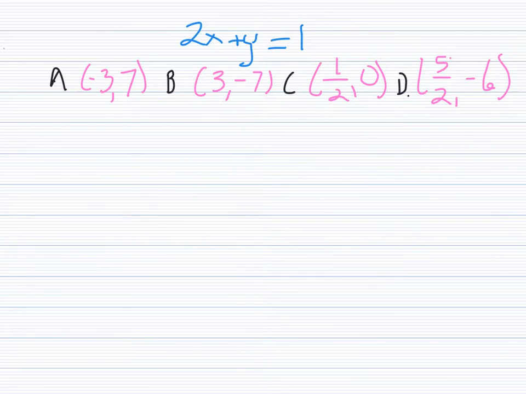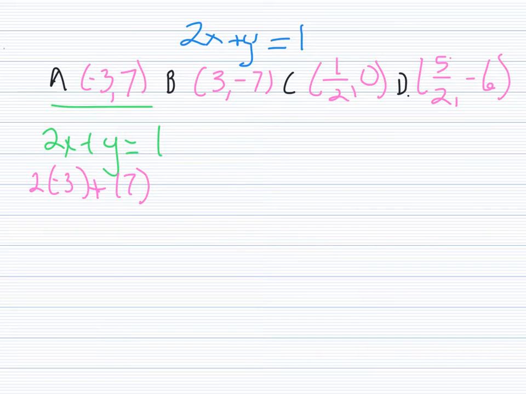So on the first one, let's go with this one. I will write my original equation down, and we will put 2 times negative 3 plus 7 equals 1. I can work that. Negative 6 plus 7 equals 1, and 1 equals 1. So this statement up here appears to be true.